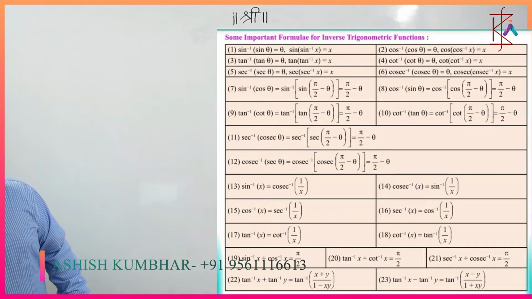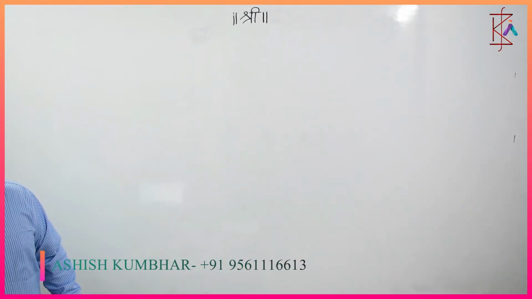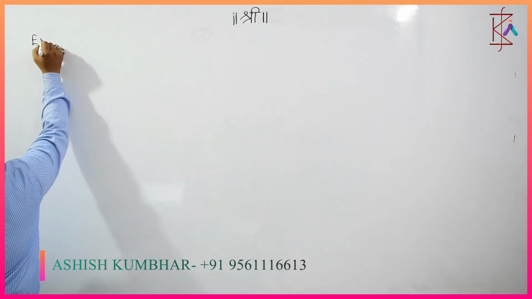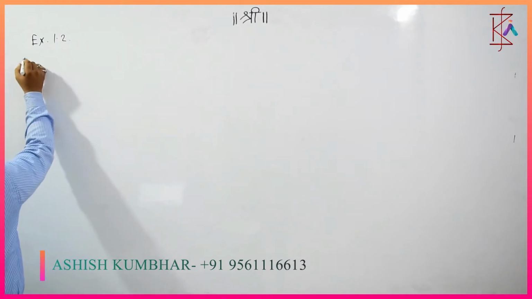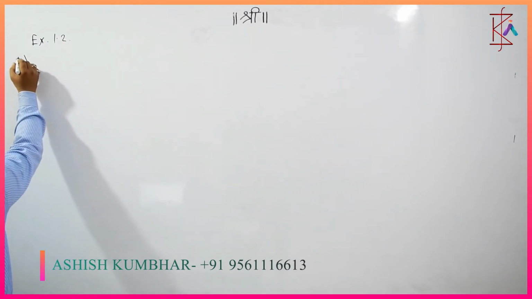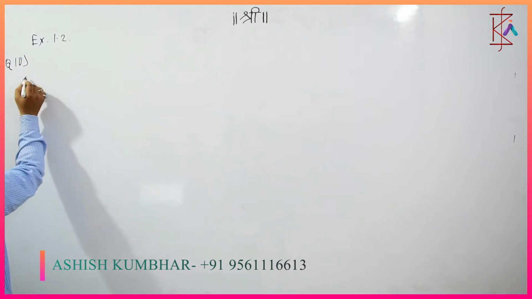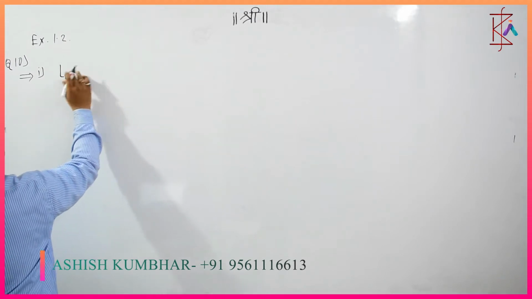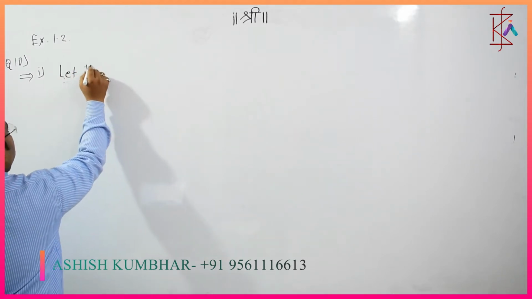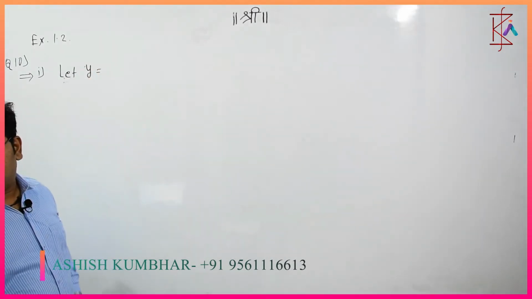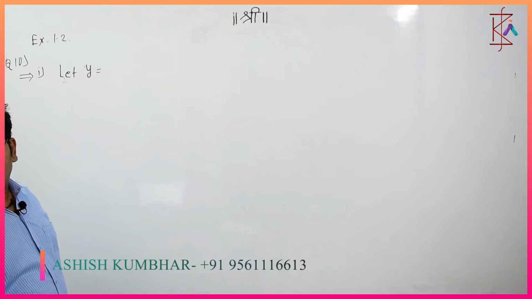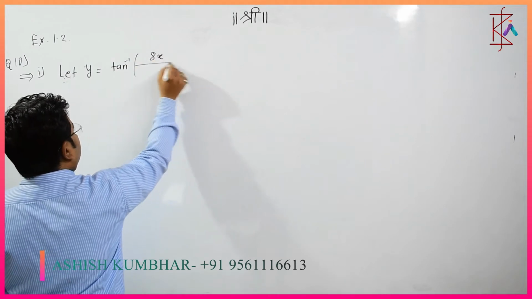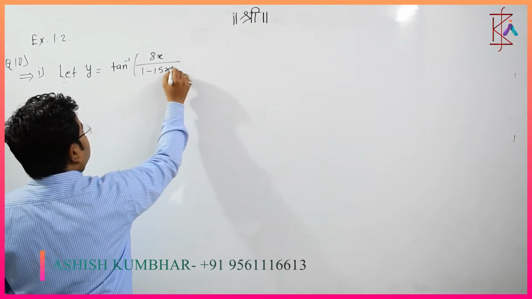So let's start. The first question says something like this. In exercise 1.2, within this question, we are solving question number 10, out of which we are solving the first part. So the solution says something like this. Let y be equal to tan inverse of 8x divided by 1 minus 15x square.